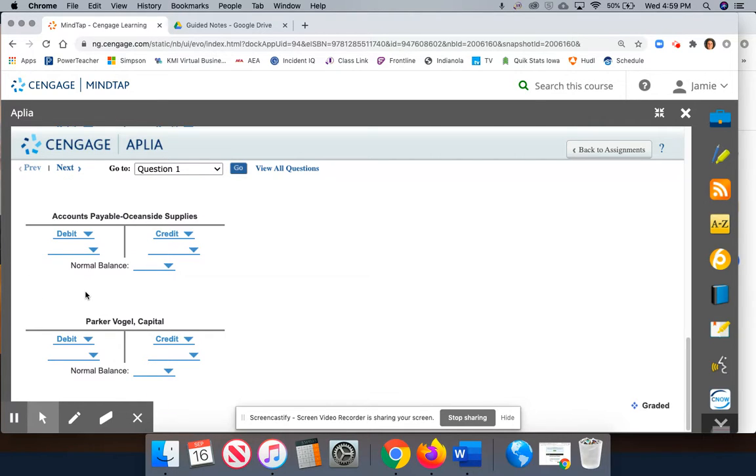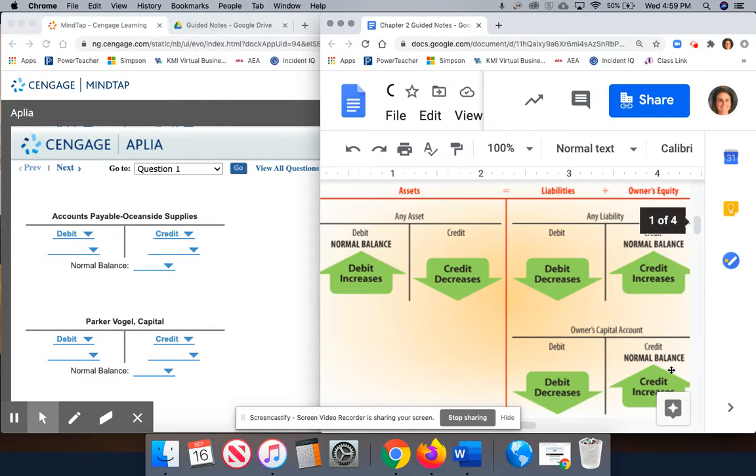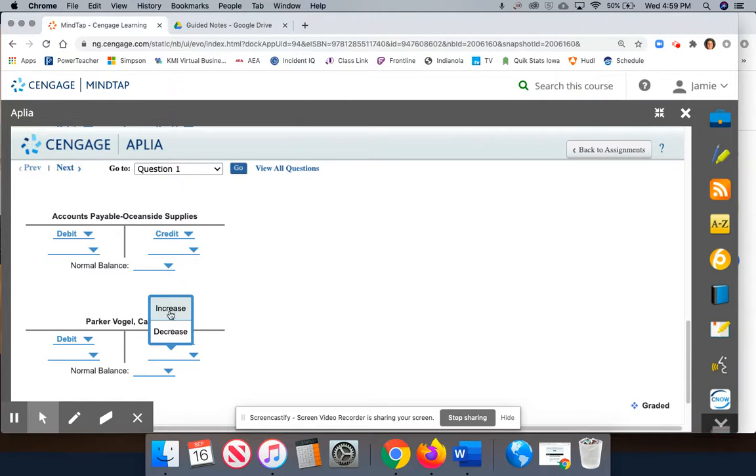And the last one here, Mark Vogel Capital. That is our owner's equity account. Owner's equity is on the right side of the accounting equation, so it increases on the right. Right side is the credit side. Increase, decrease, normal balance has to be a credit.